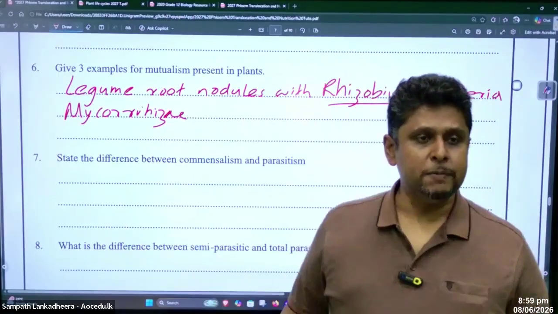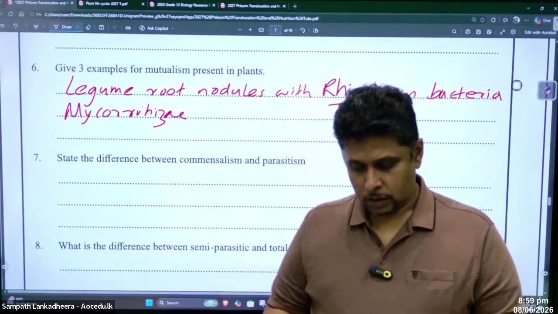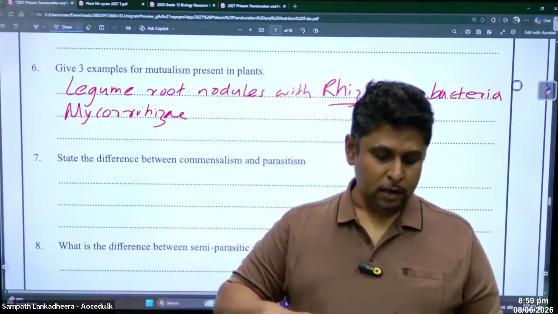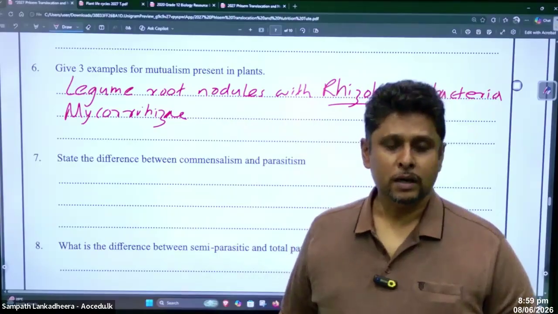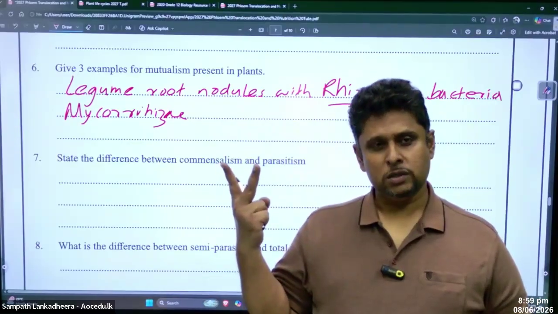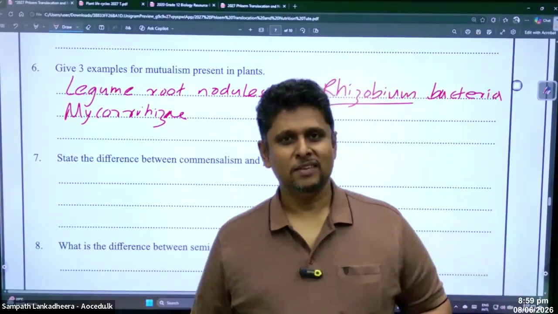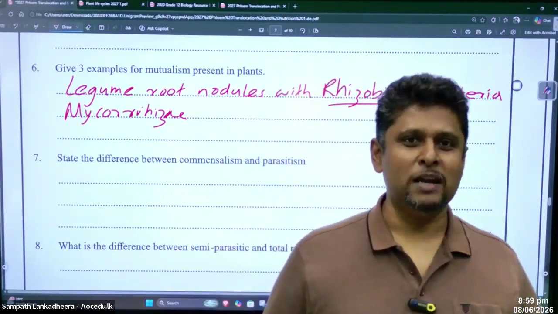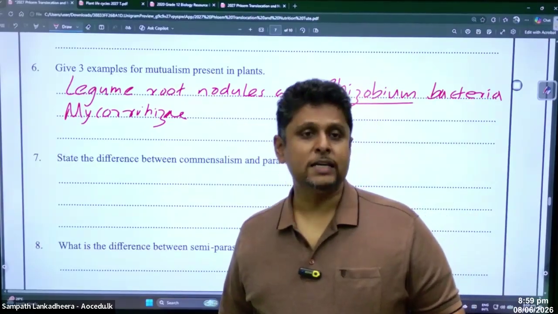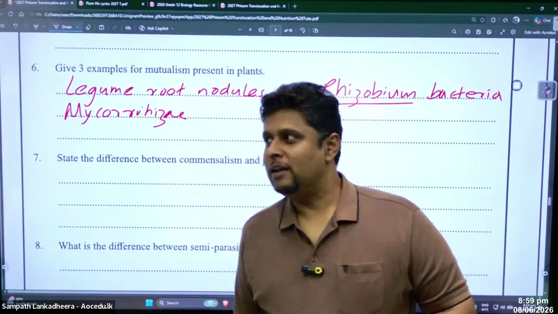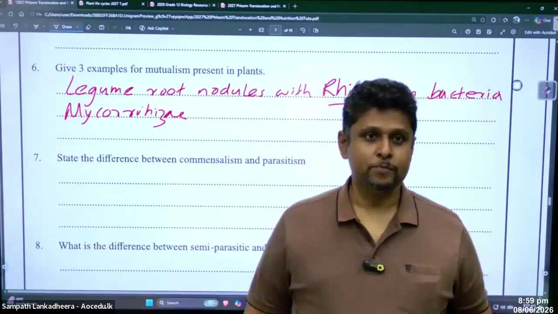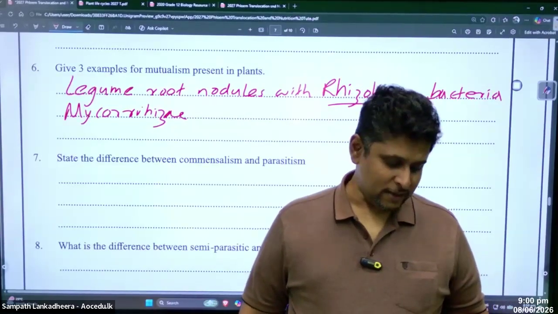State differences between commensalism and parasitism. Commensalism is an interaction between two species which benefits one, and neither harms nor benefits the other.